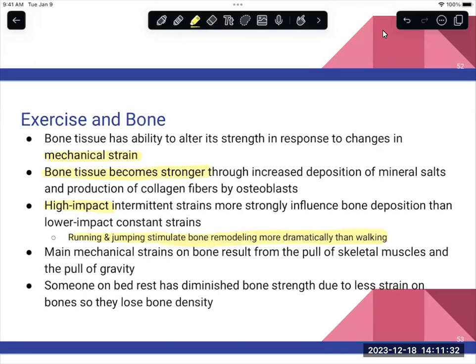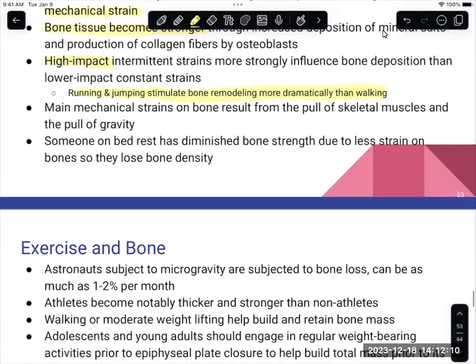Somebody who does a lot of weightlifting, so they're putting a lot of strain on their muscles, those muscles are pulling on those bones. They have a lot larger prominences on their bones where those muscles attach than somebody who's on bed rest. Somebody who's on bed rest has lost a lot of bone density. So their muscles aren't pulling on their bones, which means those areas where muscles attach to bones have become very, very small, or maybe even insignificant if they've been on bed rest long enough.